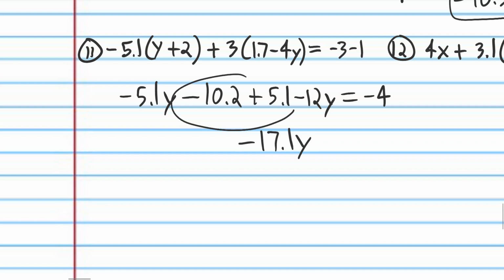And then we'll combine these. So 10.2 minus 5.1, and again, you can put it into your calculator in different ways. That would just be -5.1.